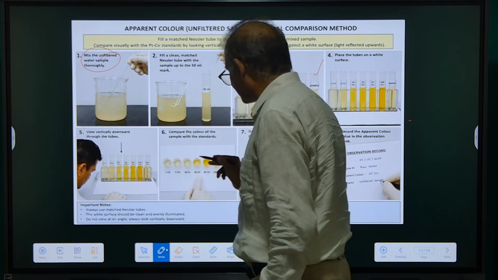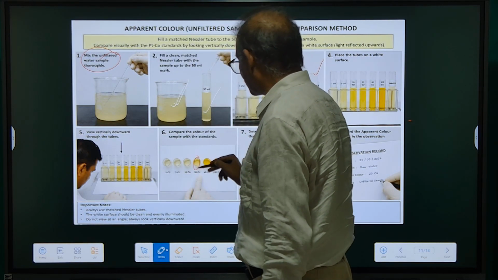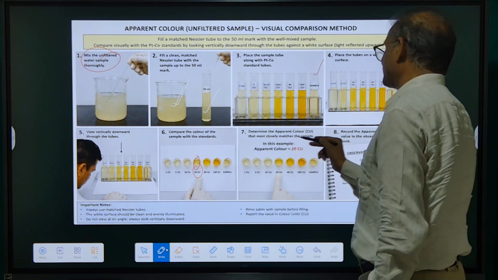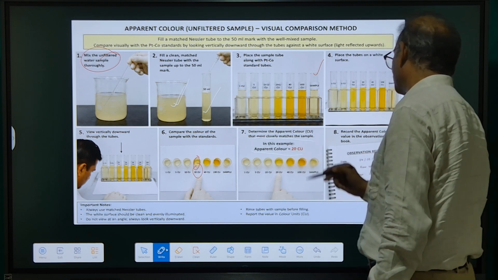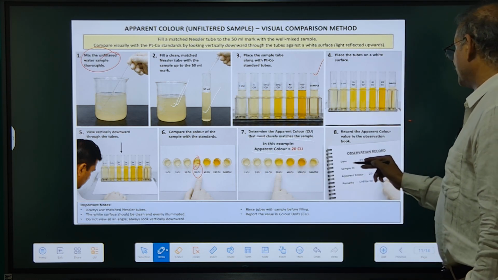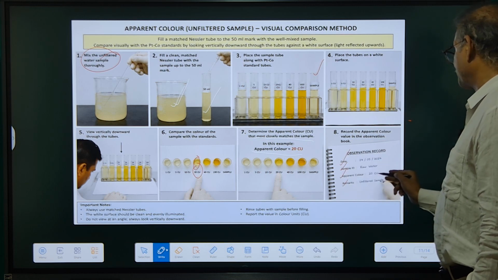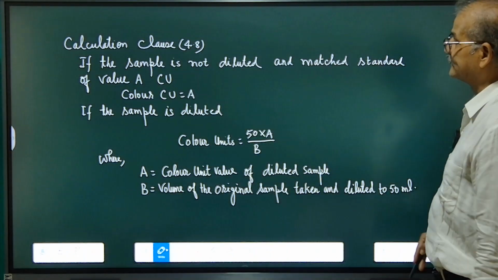Now we find the sample that we take. Our sample matches with 20 color units. Then determine the apparent color that most closely matches the sample. In this example, the apparent color is 20 CU, and then record the apparent color value in the observation book. So there will be date, sample ID, apparent color, and remark. For this, the apparent color has come to 20 color units.